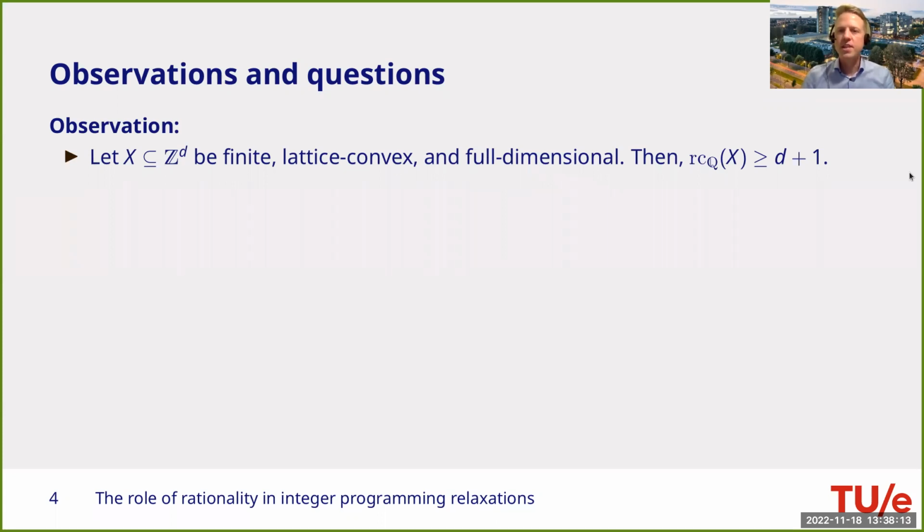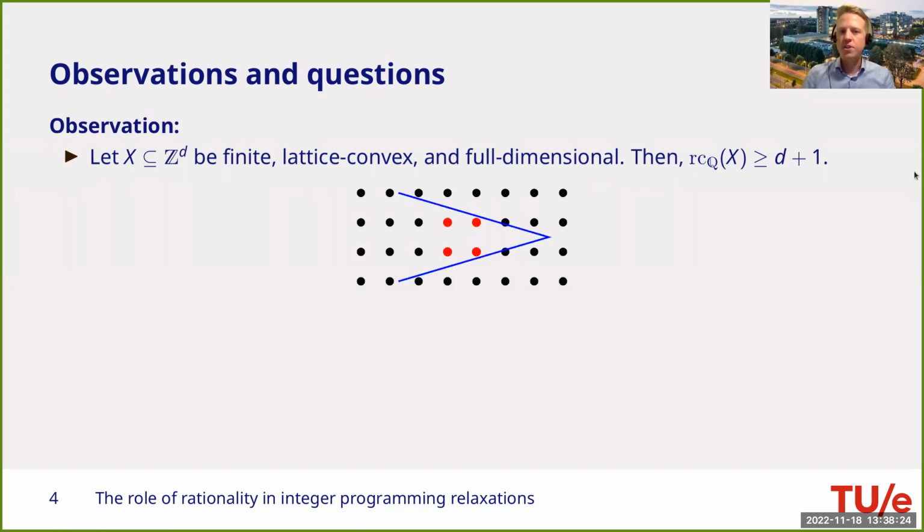And then it's relatively easy to see that the rational relaxation complexity is at least d plus 1. So we need at least dimension plus 1 many inequalities in any relaxation. And the main argument for this is, suppose it's not the case, so we have at most d inequalities, and the corresponding polyhedron of the relaxation is unbounded. And because we are dealing with the rational relaxation complexity, we are considering rational relaxations, which means that our unbounded polyhedron has an unbounded rational ray.